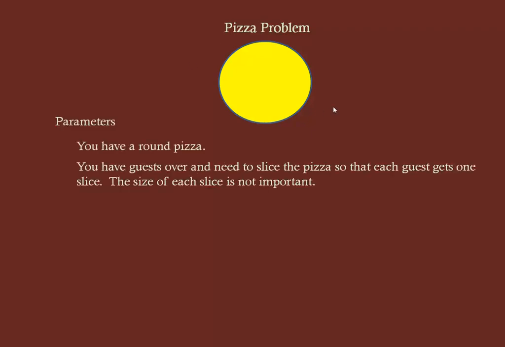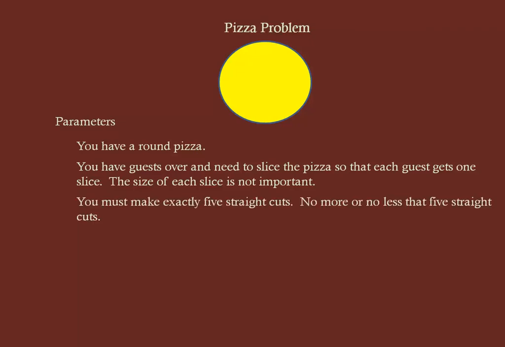So let's just go over this real quick. You have the circular pizza. That's what your guests are going to eat. The pizza's round. Every guest has to get one piece. Exactly the amount of pieces that you cut need to match the exact number of guests at your party. And here's the biggest parameter: you have to make exactly 5 straight cuts across the pizza.